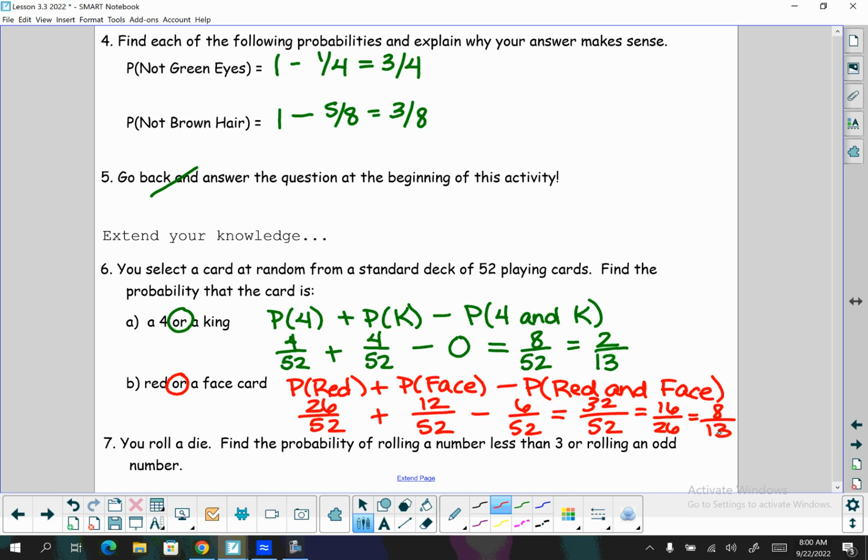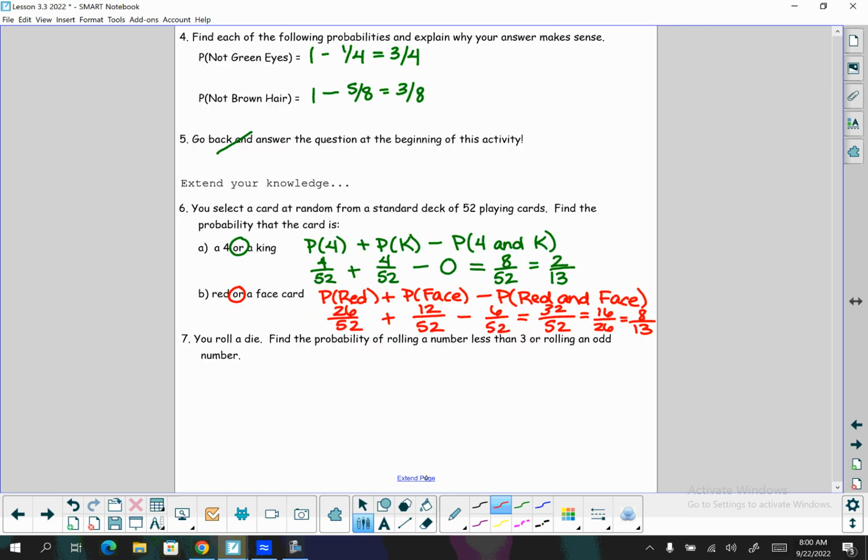Okay. You roll a die. Find the probability of rolling a number less than 3 or rolling an odd number. Rolling a number less than 3 or rolling an odd number. How many numbers are less than 3 on a die? Start with that.